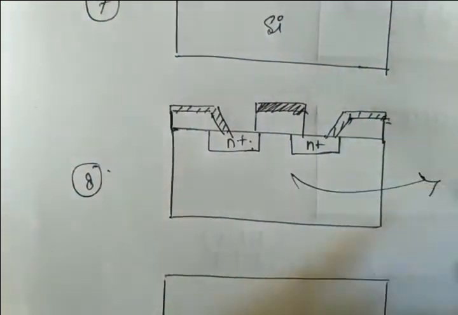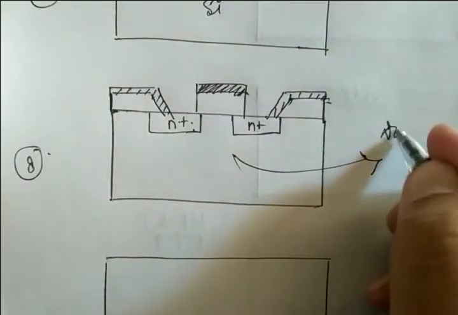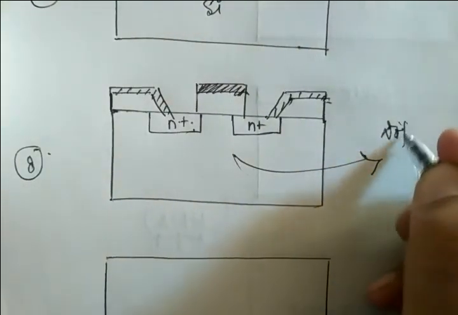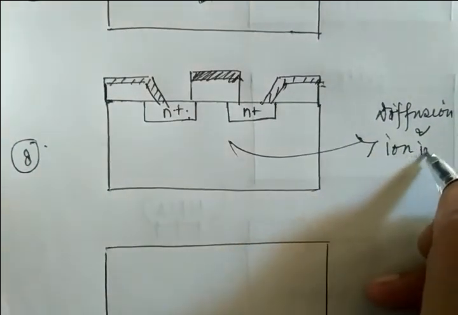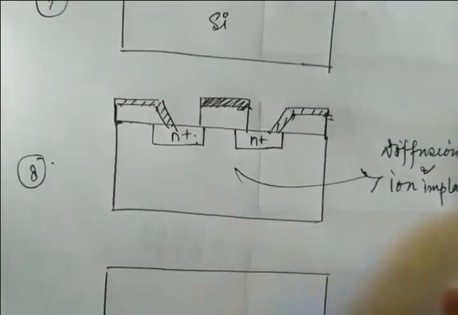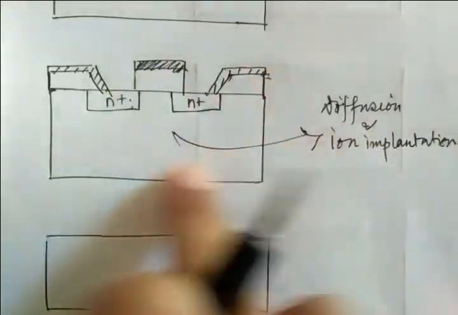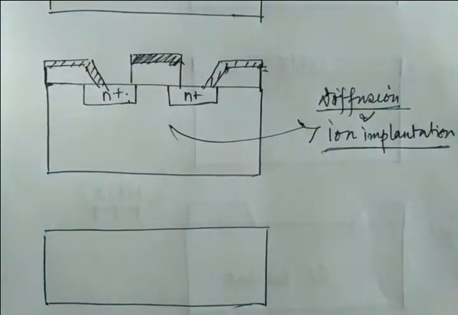So this entire region is formed by using the process of diffusion and ion implantation. The entire structure is formed by the process of diffusion and ion implantation, right?